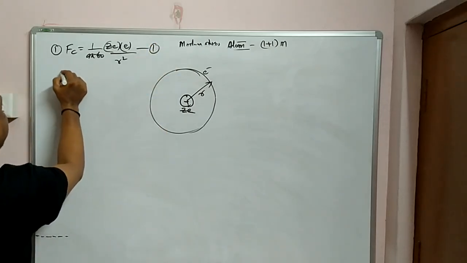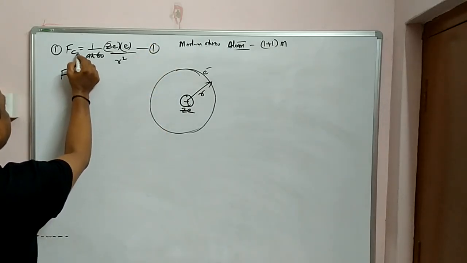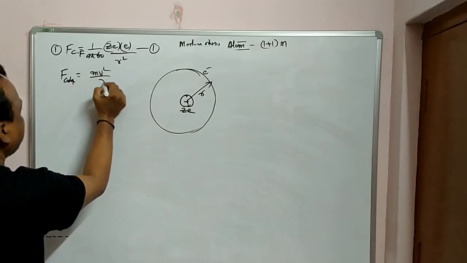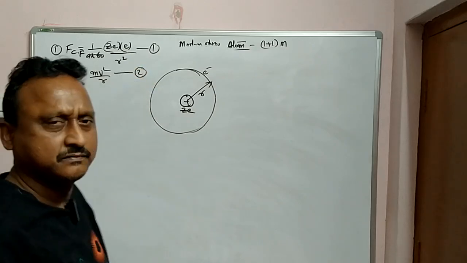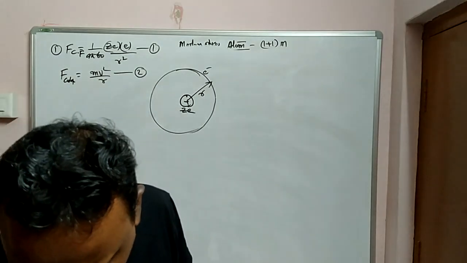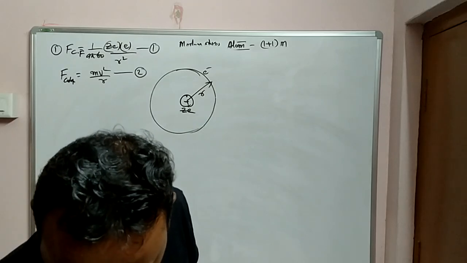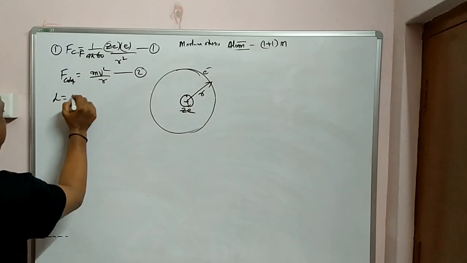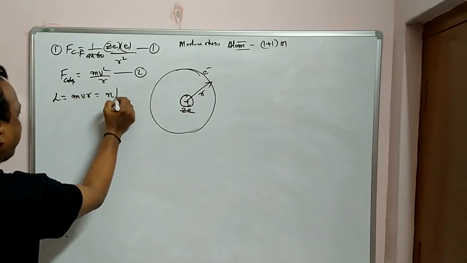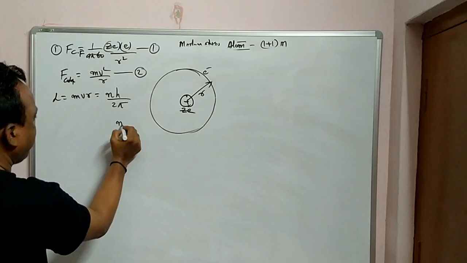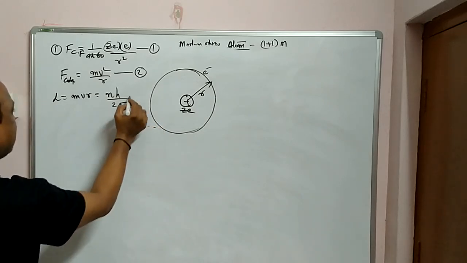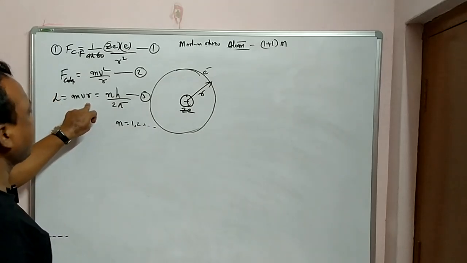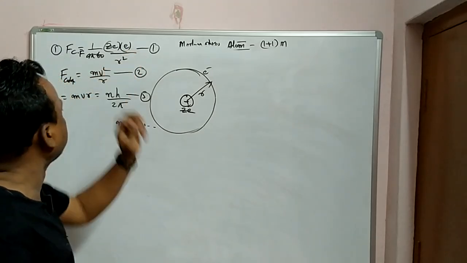Ze into E by R square. Equation 1. And what is the centripetal force? This is Coulomb's force, and this is the centripetal force, mv square by R. Equation 2. Centripetal force is mv square by R. Clear? And one more thing. What is the second postulate? Angular momentum. mvr is equal to nh by 2 pi, where n is the orbit number, 1, 2, 3 values. This is another equation. So this is the angular momentum equation of Bohr's postulate, and this is Coulomb's force.